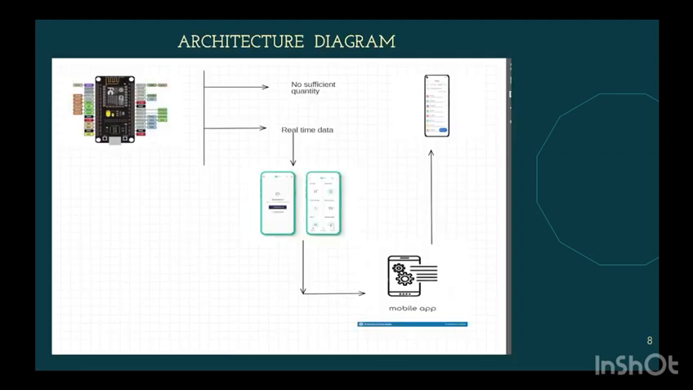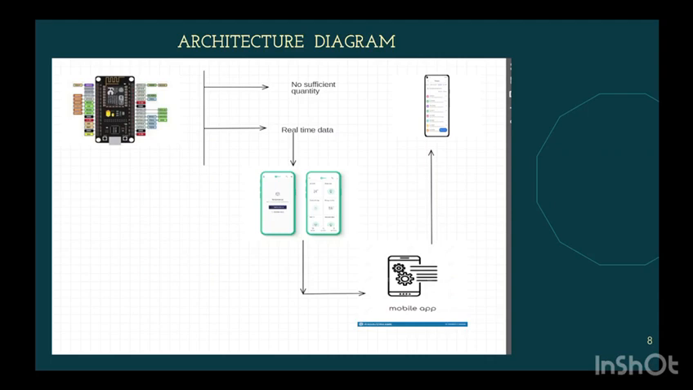Architecture diagram. If the ESP32 does not have sufficient power, that means the project will not get executed. So we need to make sure that the real-time data is being updated properly. This can be shown in the mobile application. We can connect the ESP32 in our device using the hotspot in our mobile phones and connect it to our project. This is the circuit diagram.